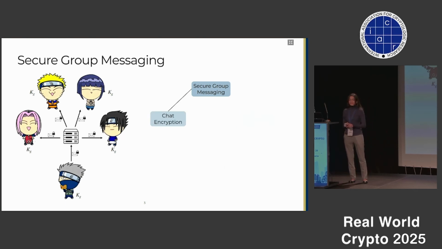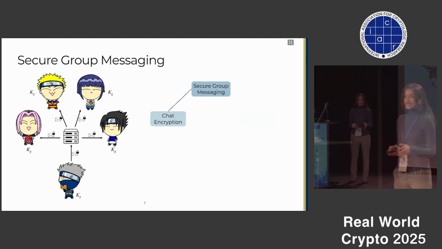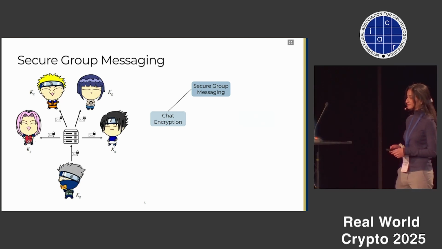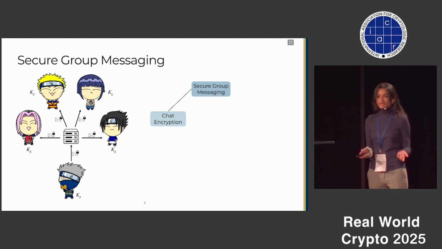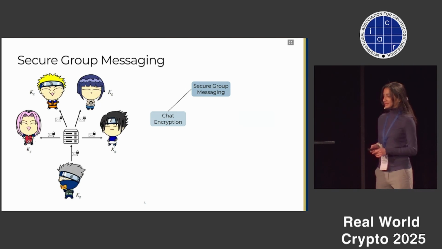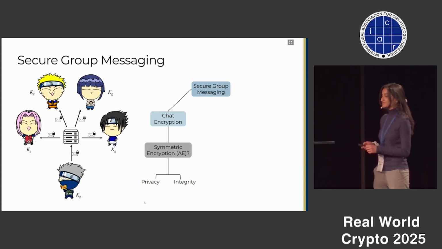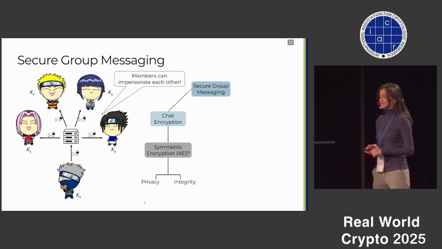Instead, we look at chat encryption, which is the second building block that actually uses the keys derived during key agreement. Now, what properties would we want from chat encryption? At the very least, we want privacy and integrity from an attacker that does not know the symmetric key. This can be achieved using secure symmetric encryption. But this allows group members to impersonate each other because all of them know the same symmetric key.